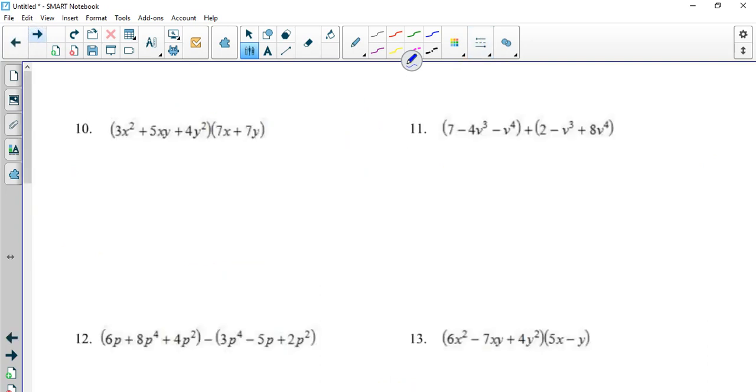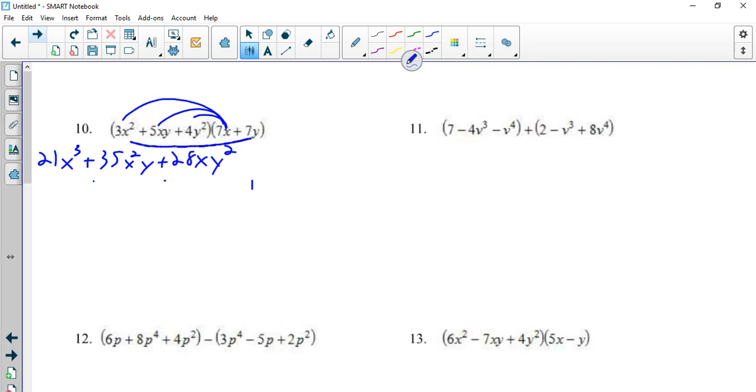Okay, last page. Now, you got to be very careful here. I've seen a lot of people send the 7x in like this, properly. So 7 times 3, 21. X squared times x, x cubed. 7 times 5, 35. X squared y. And then plus 28, the x just comes along and the y squared comes along. But then I saw people writing just plus 7y, along the way, like so. The 7y also gets multiplied in here, here, and here.